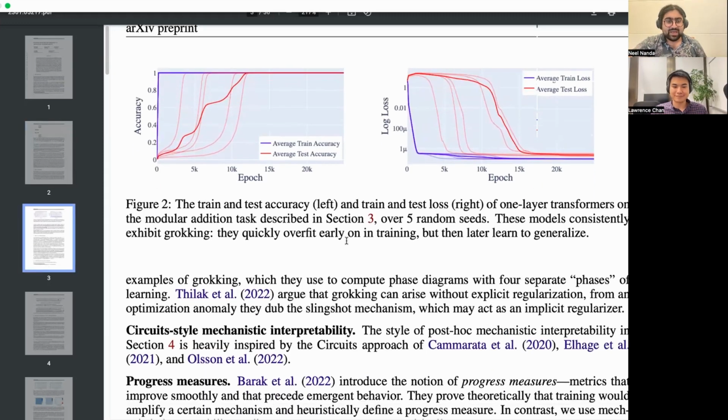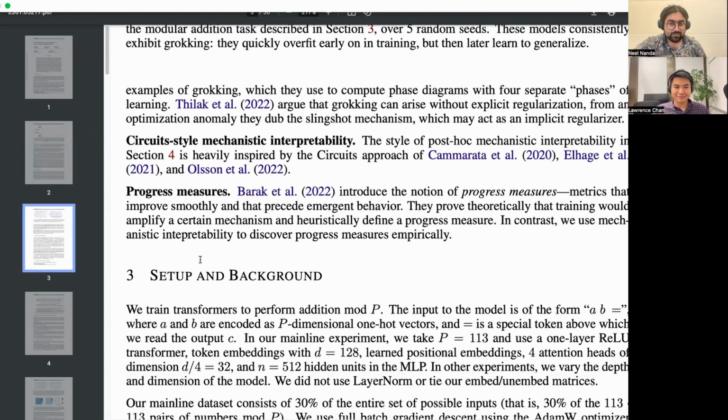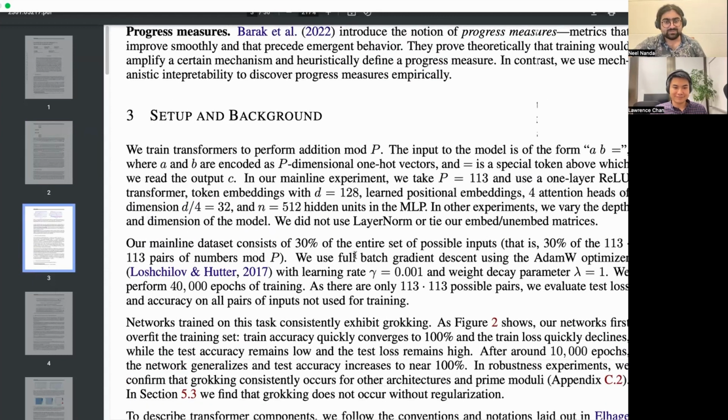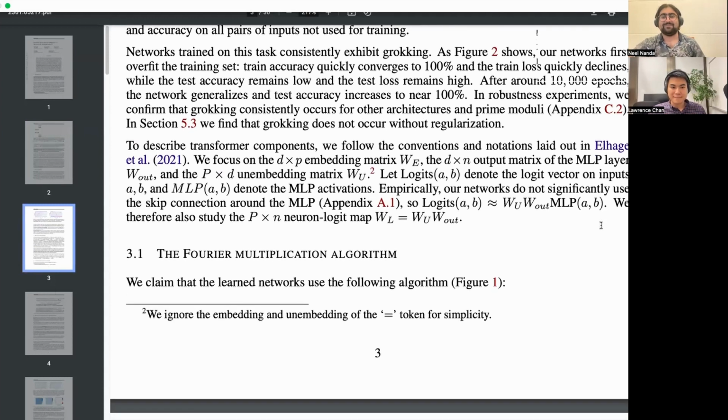How do we know this? So, blah blah blah related work, blah blah blah setup, random technical details. We trained this model on 30% of the data, we used full batch gradient descent. We used weight decay with a really big parameter of 1, and it had 500 neurons. We did not use layer norm, and we did not tie our embed and unembed matrices. Go read the paper if you want the details. You don't need to understand what any of that meant.